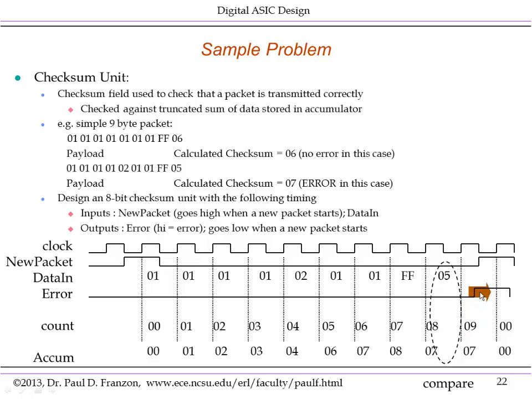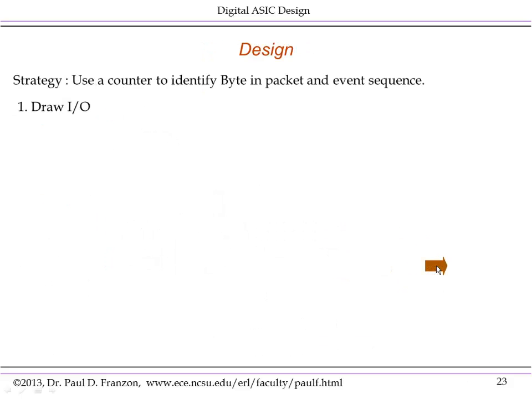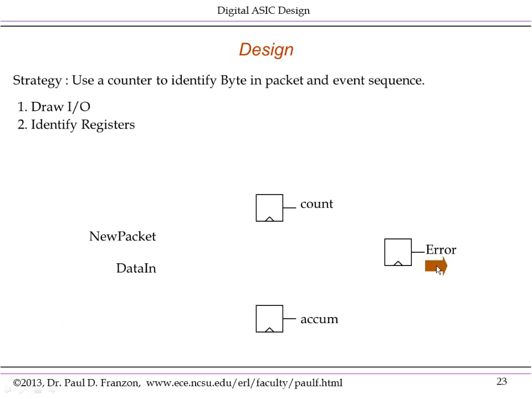We also need a register for the error because when error goes high, we want it to stay high until a new packet comes along. So that defines what registers we need. So we've identified the registers, and they are as follows there: error, count, and accum.